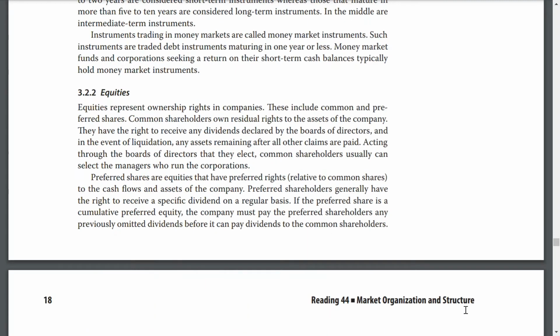Equities represent ownership rights to a company. These include common and preferred shares. Common shareholders own residual rights to the assets of the company. They have the right to receive any dividends declared by the board of directors, and in the event of liquidation, any assets remaining after all other claims are paid. They act through the board of directors that they elect. Common shareholders usually can select the managers who run the corporations.